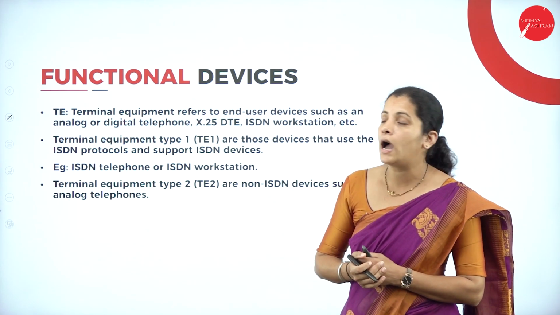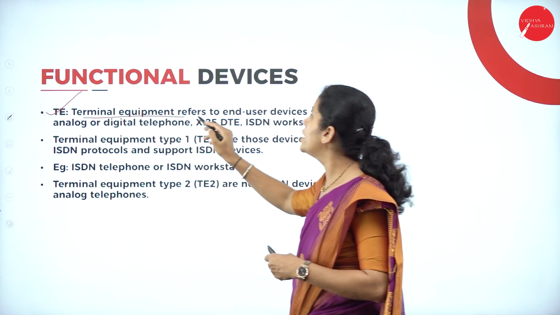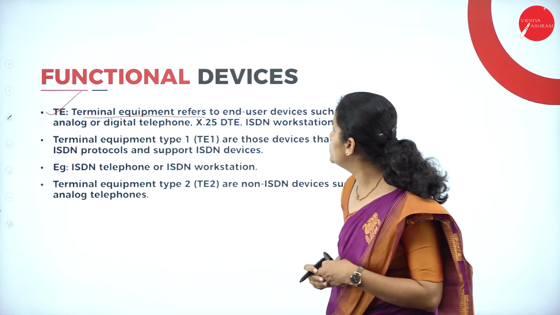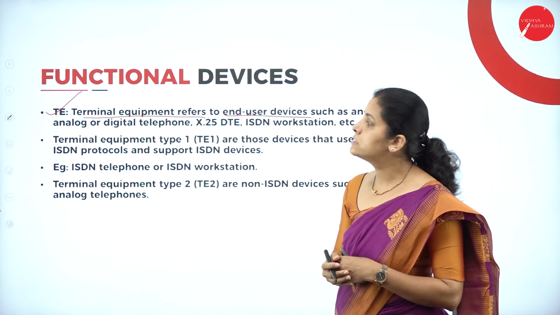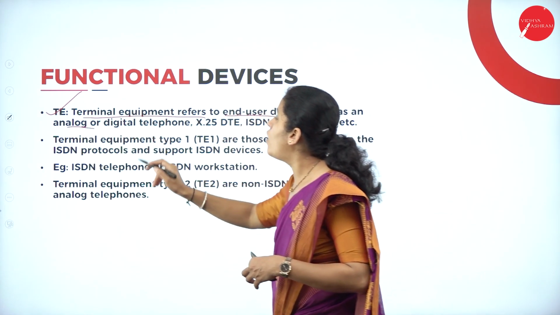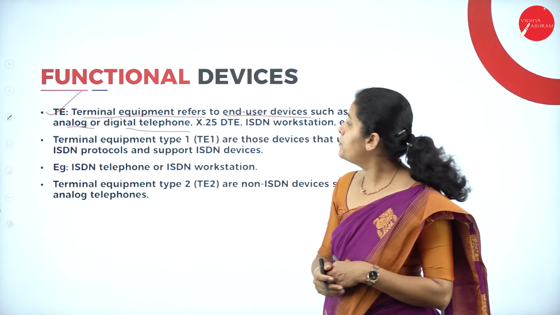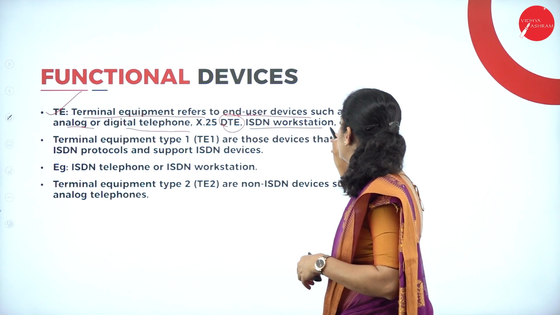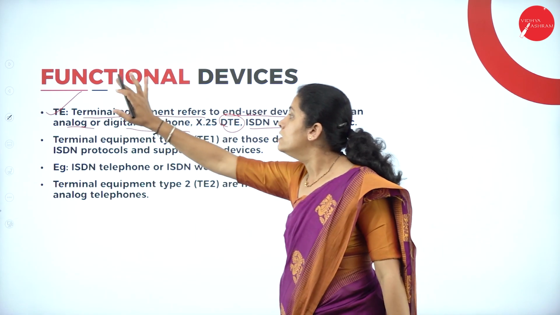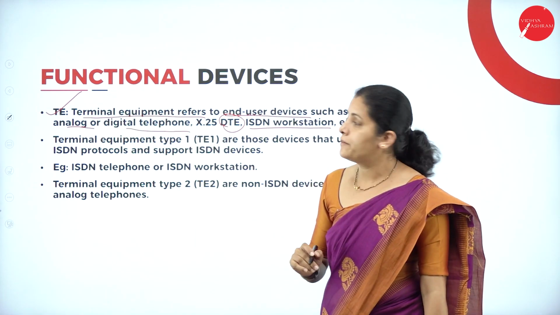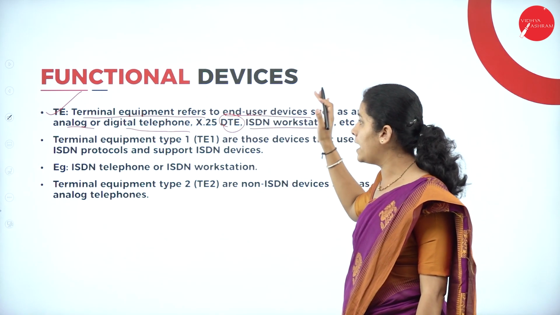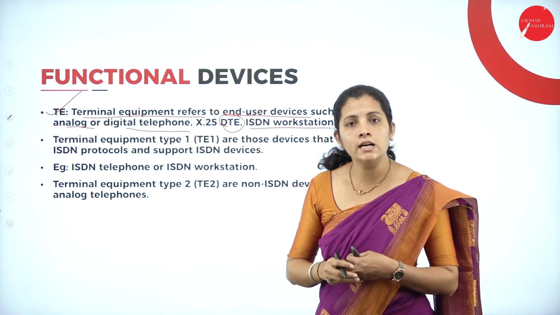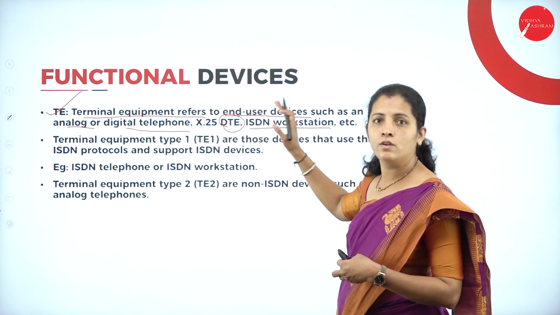Moving further, we are going to have TE, that is Terminal Equipment. I repeat, it is terminal equipment and it is mainly used to provide end user devices such as an analog or digital telephone or X.25, that is data terminal equipment, or ISDN workstation. So it is mainly used to refer to end user devices like analog or digital telephone or X.25 data terminal equipment or ISDN workstation.